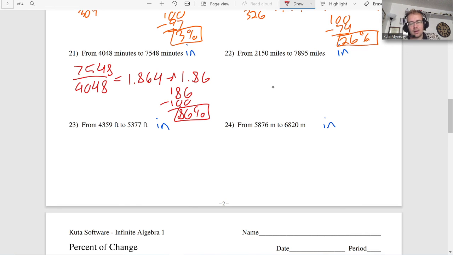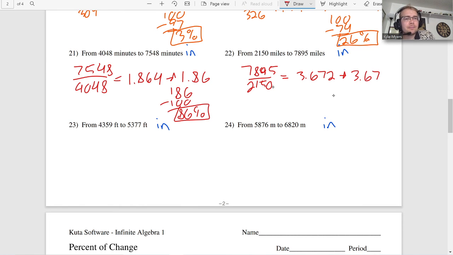There we go. All right, 7895 divided by 2150. 7895, 2150, and I get 3.672. That's going to round down, 3.67. Then I change it to 367. Then I subtract by 100, 267%.